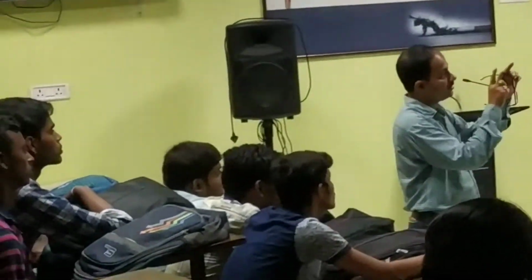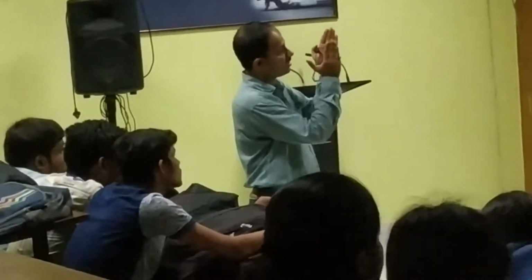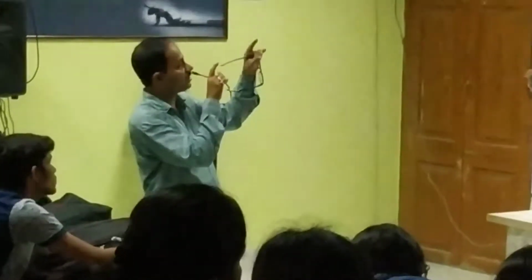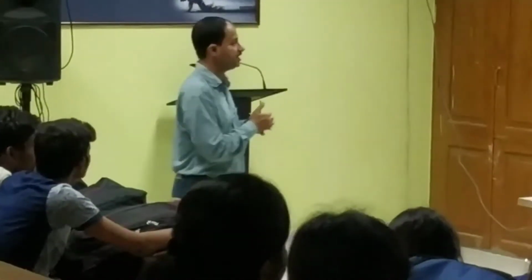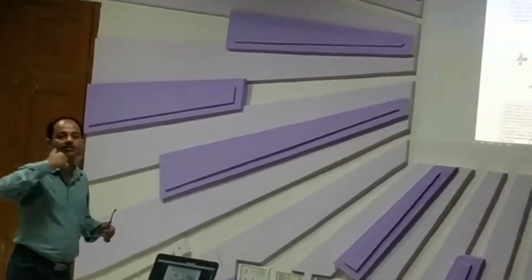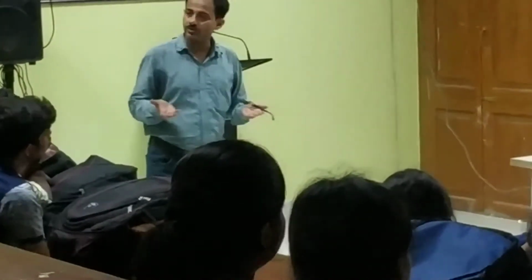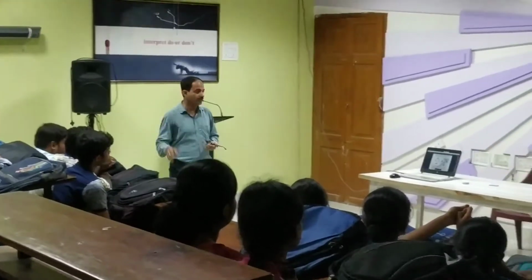Now if you compare these two energy diagrams side by side, it is clearly visible that the stabilization energy for sigma orbital formation is higher than that for the pi orbital formation. Or in other words, you can say that sigma orbital is more stabilized than pi orbital. Right? Is it clear? Okay.